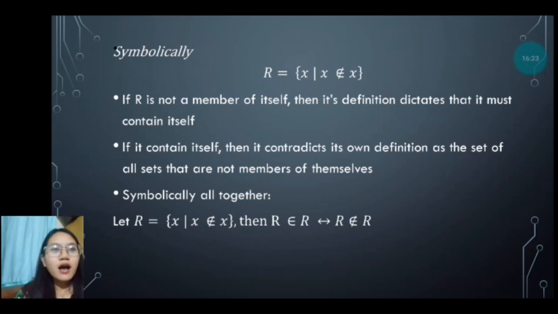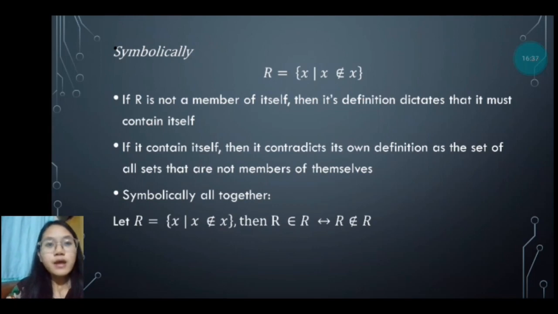Symbolically speaking, R is a set containing X such that X is not an element of X. If R is not a member of itself, then its definition dictates that it must contain itself. But if it contains itself, then it contradicts its own definition as the set of all sets that are not members of themselves. Symbolically, altogether, let R be a set containing X such that X is not an element of X. Then R is an element of R if and only if R is not an element of R.